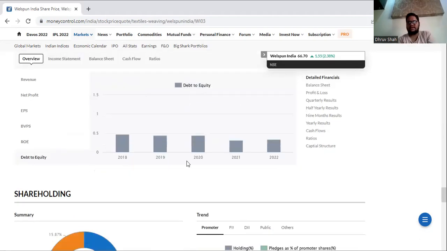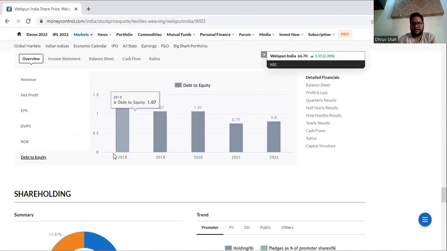And further, what is the debt equity ratio? In 2018, high debt 1.14, not recommended for investing. 1.07, still high. Debt must be lower than 1. Means if debt and equity are equal, it's okay. But it should not be that equity is 1 rupee and debt is 1.2 rupees, 1.1 rupees, 1.5 rupees. No. So in the last year, which has just closed on 31st March 2022, its debt to equity ratio is just 0.8. So it is manageable. The debt is also manageable.